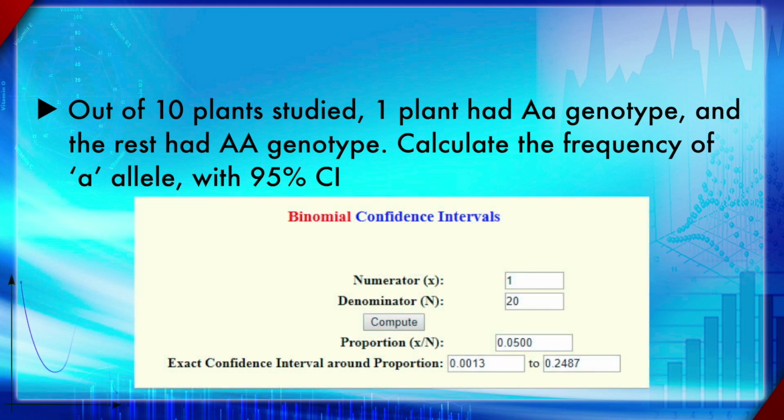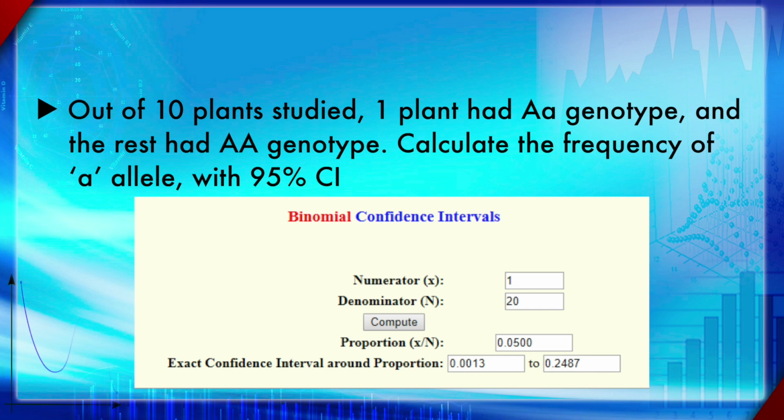Calculate the frequency of small a allele with 95% CI. So how can you calculate that? One of the common mistakes in population genetics problems is basing it on 10. We studied only 10 plants, so you might think that n is 10, but that is incorrect.